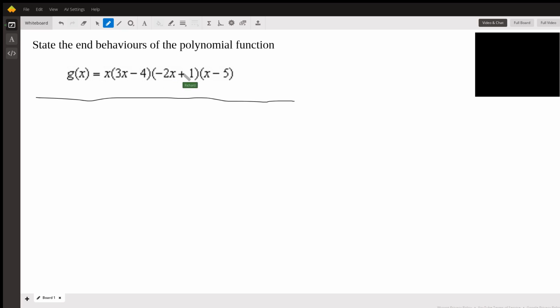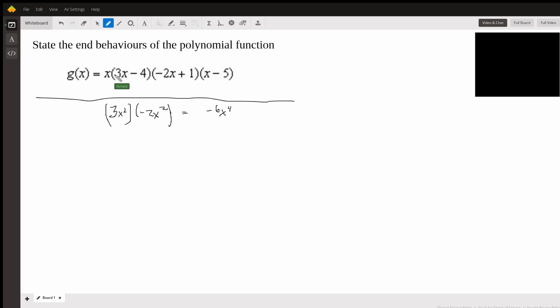We don't have to multiply this whole thing out. We just need the leading term. So x times 3x is 3x squared. And then we're going to multiply that by negative 2x squared, because negative 2x times x is negative 2x squared. And so we're going to get negative 6x to the fourth. And that tells us what we need to know for behavior.